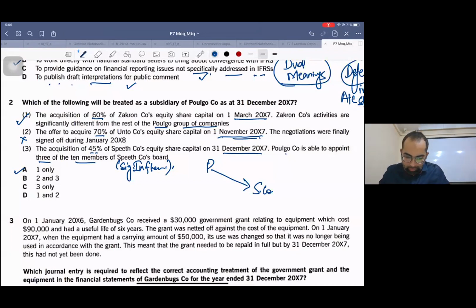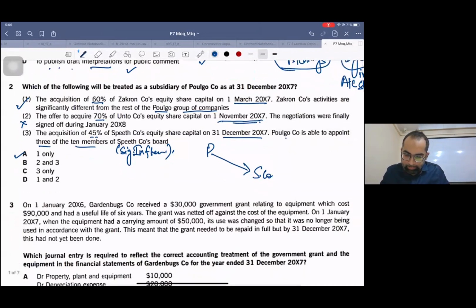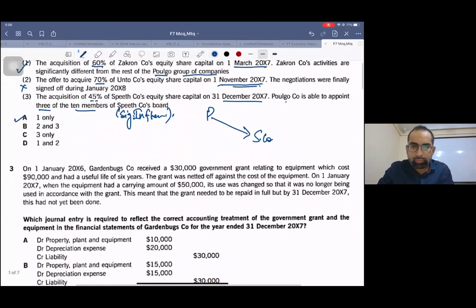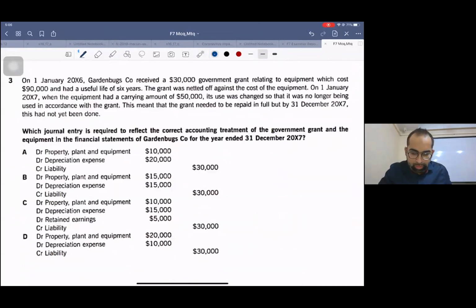So let's start question number 3. First of all, make up your mind that this is a non-routine question, because IAS 20 itself is a small standard, a one class accounting standard. We cover it in one class.